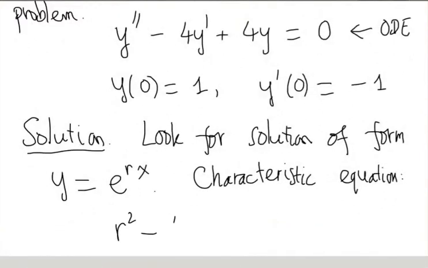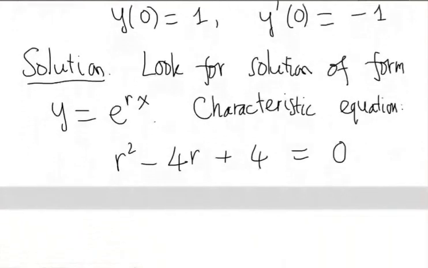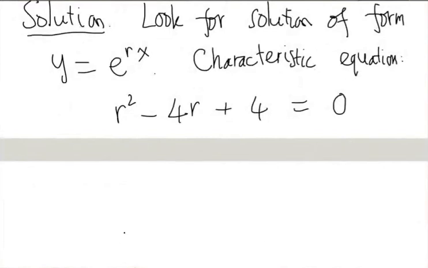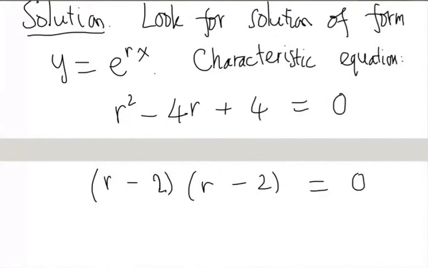r squared minus 4r plus 4 equals 0. You may use the quadratic formula or you can try to factor. In this case, the two factors are the same. Then we get r equal to 2. This is r1. r2 is also 2. We have a repeated root.